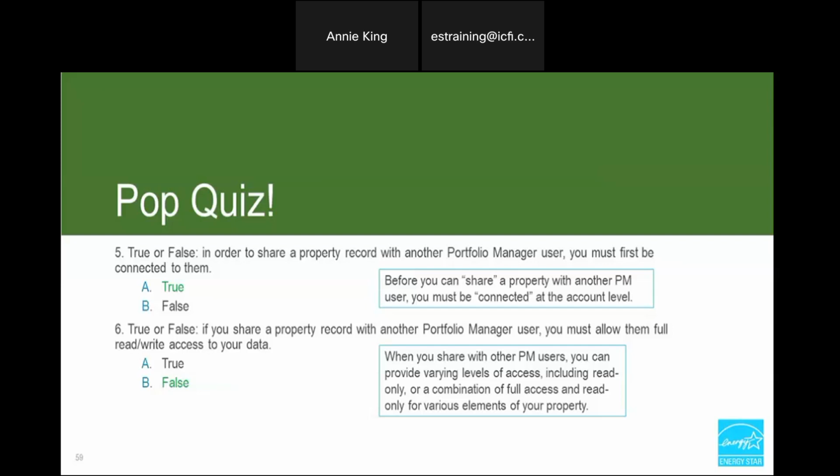And then true or false, if you share a property record with another portfolio manager user, you must allow them full read and write access to your data. That's not true. Maybe you're just sharing it with a licensed professional or an auditor or something, and you don't want them to be able to edit your data. You would just share maybe read-only access, but you don't have to give full access.